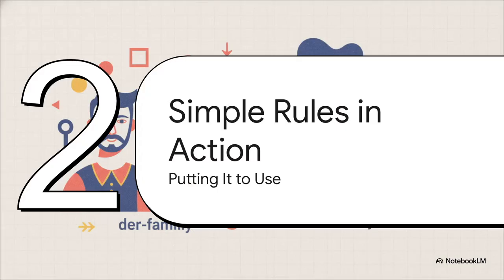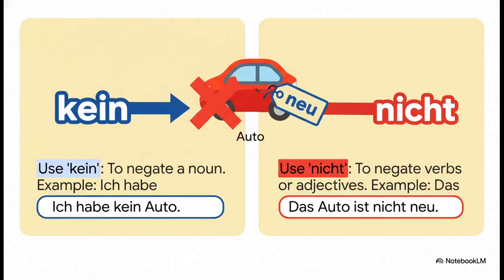Okay, great. So how does this actually help you speak German? Well, let's look at a couple of really common grammar tropes that this whole family system makes super easy to figure out. Man, this one rule clears up so much confusion. Because kein is in the ein family, it acts like an article. It sticks to a noun and negates it. Ich habe kein Auto. I have no car. Simple. If you want to negate anything else, like an adjective or a verb, you use nicht. So, das Auto ist nicht neu. The car is not new.